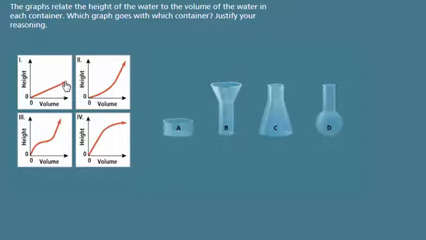Also notice the height of the container. It stops here, while if you notice all the other ones are a little bit higher. The A container is actually the smallest, so the height would have to be the smallest there. So A and graph 1 match up because it's constant. Let's look at B. Okay, which graph did you match up with B?